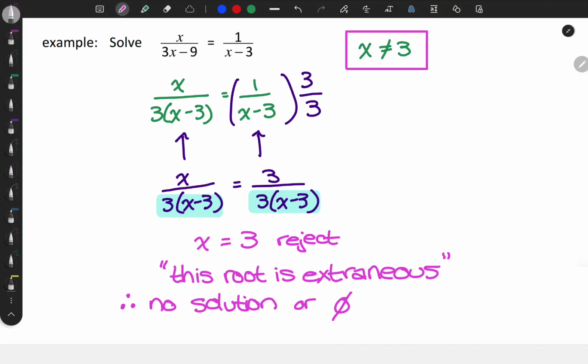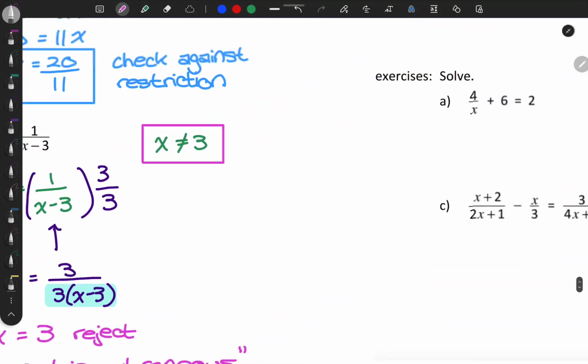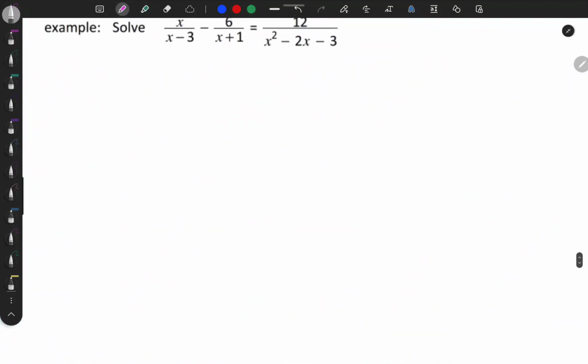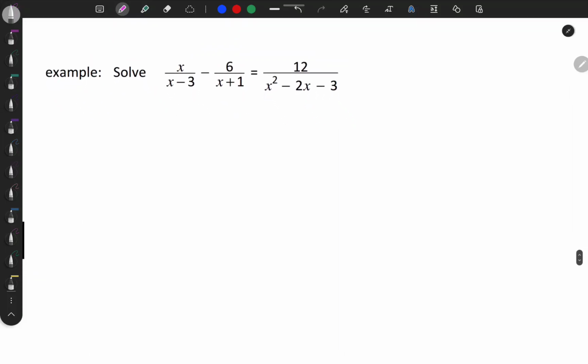All right, on to one more example, getting slightly more complicated. Okay, again, as a first step, we probably want to factor and identify any restrictions, and then we'll take it from there. This one gets a little spicier because we have the quadratic, so it's a really good one to try on your own. Feel free to pause and then come back when you're ready to continue.